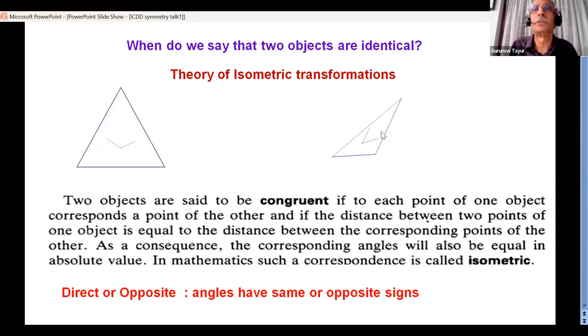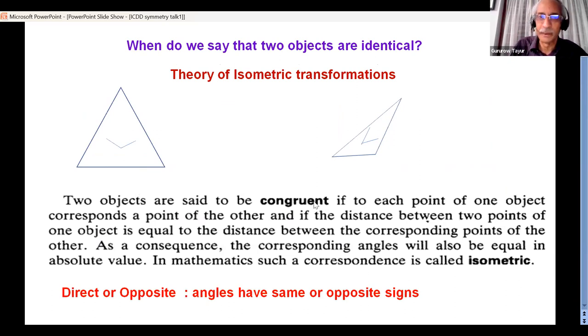When do we say that two objects are identical? And this leads to, in mathematics, the theory of isometric transformations. So if we consider, for example, two objects, this is just a pictorial representation. It's not an accurate, exact representation, but it makes us understand the whole concept better.